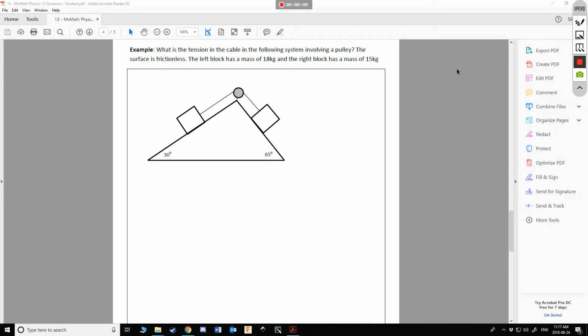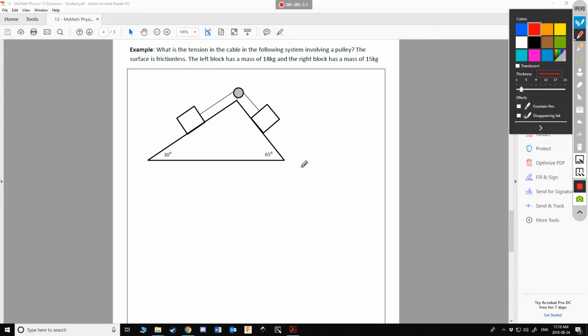Okay, let's put everything together. So we have boxes and objects on inclines. We also have a pulley. So let's see if we can solve this one. So start by drawing our forces acting on our objects.